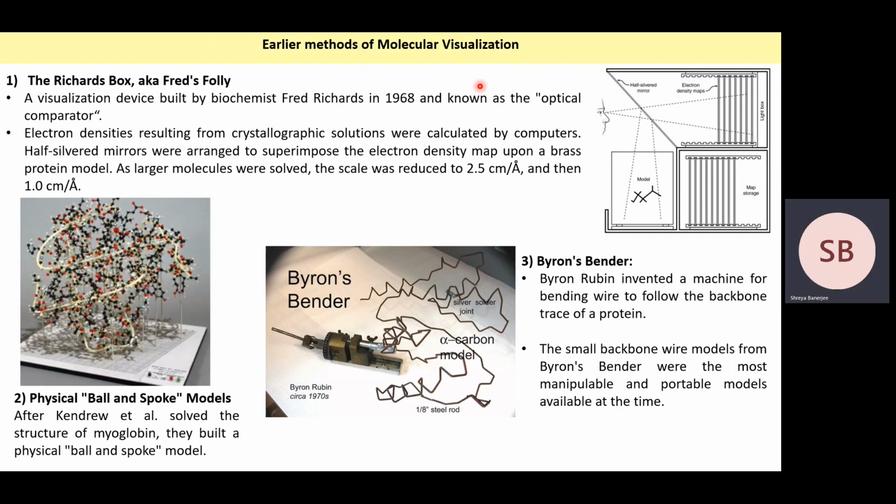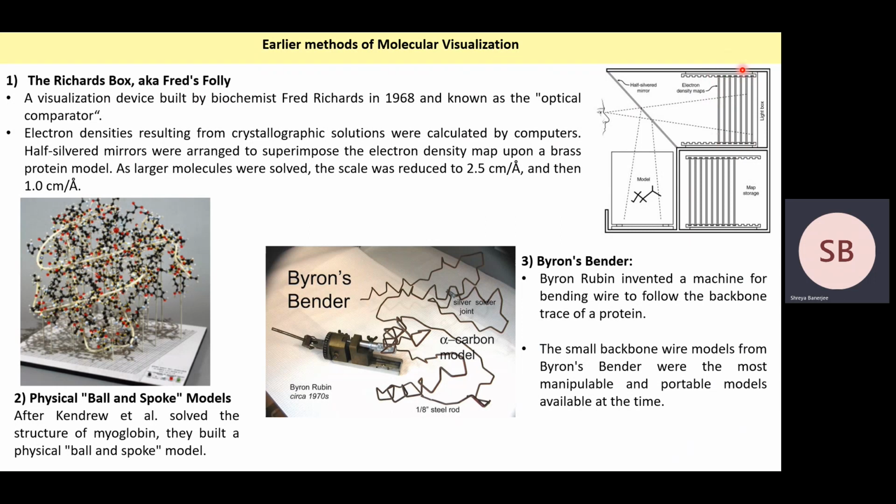First, we will talk about the earlier methods of molecular visualization before all this software existed. So one of the first methods was called Richards box or Fred's Folly. This was a visualization device built by the biochemist Fred Richards in 1968, and it was known as the optical comparator. Electron densities resulting from crystallographic solution of the compound were calculated by computers. Then half-silvered mirrors were arranged in a diagonal way as shown here to superimpose these electron density maps upon a brass protein model. So the electron density maps that were calculated by the computer were held like this.